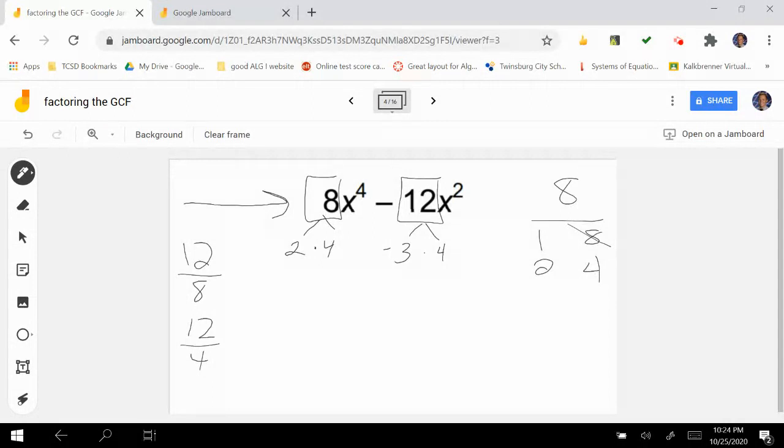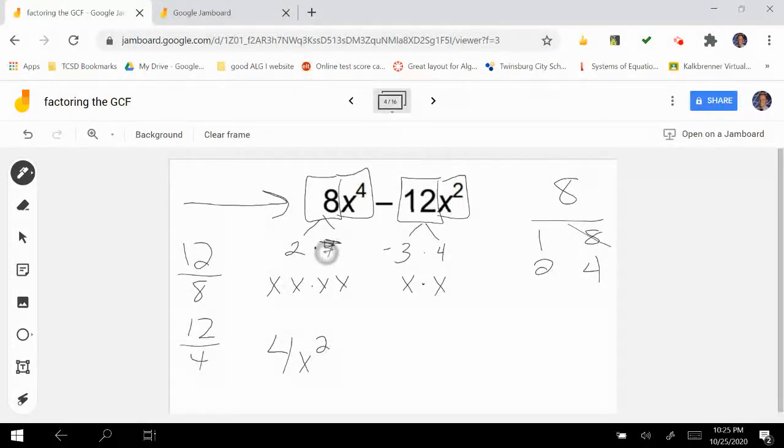So what do they have in common with the x's? What does x to the 4th mean? Well, it means x times x times x times x. And then x squared over here just means x times x. So how many x's do these 2 terms have in common? Hint: it's the smaller of the exponents. So right now, I said we had a 4 in common, and we have 2 x's, or x squared, in common. The reason why I break it down like this in expanded form is just to show you.